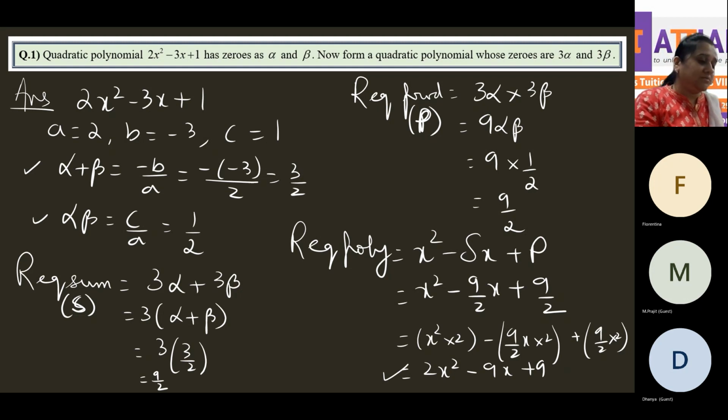But in this case, since both of them are 3, I'm still supposed to get the answer. Okay, let me see. So you got 1 and 1 by 2, is it? Yes, ma'am. 3 alpha will be 3 and 3 beta will be 3 by 2. So you're saying x square minus 3 plus 3 by 2 x plus 3 into 3 by 2. No, this is alpha, this is beta. This is 1 zero, this is the other zero. So 9 by 2 will be beta.